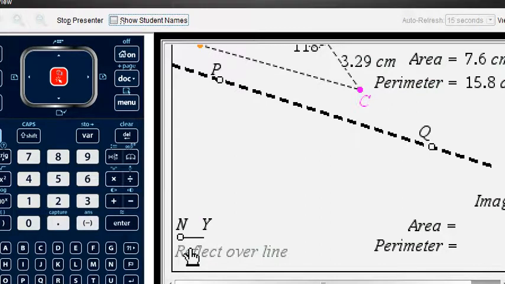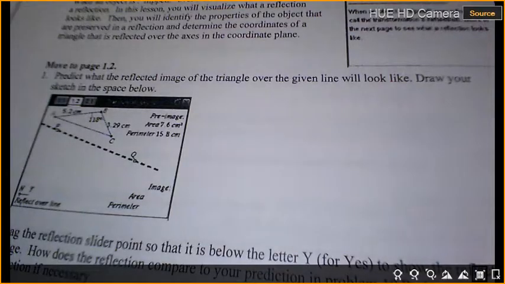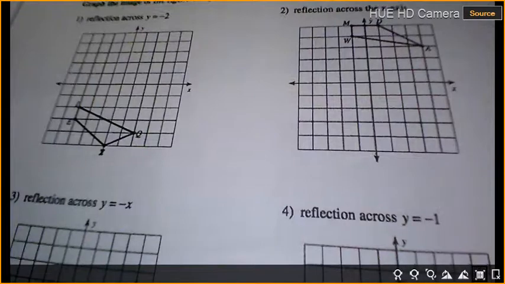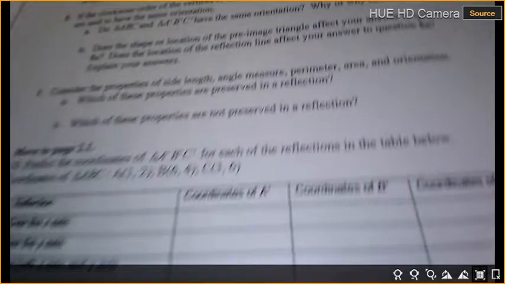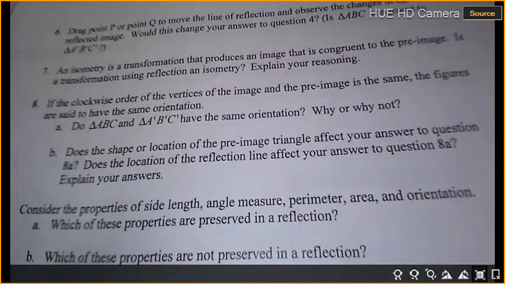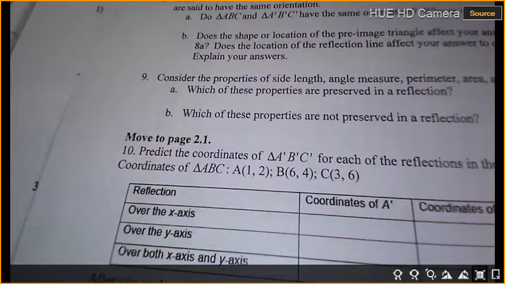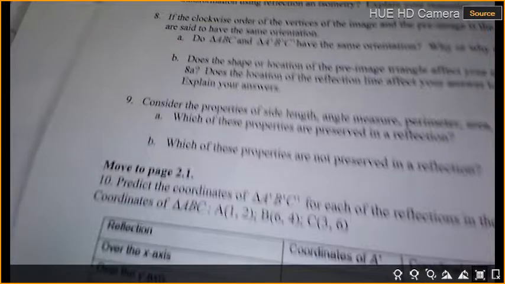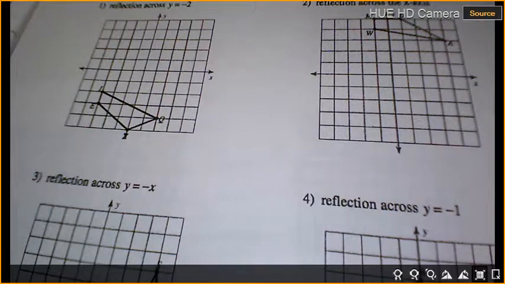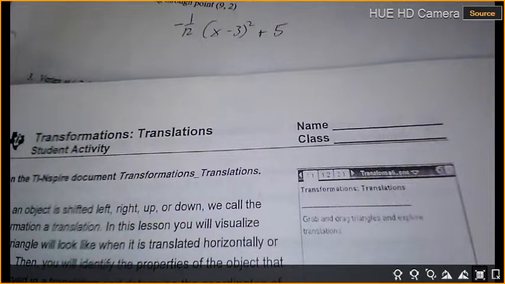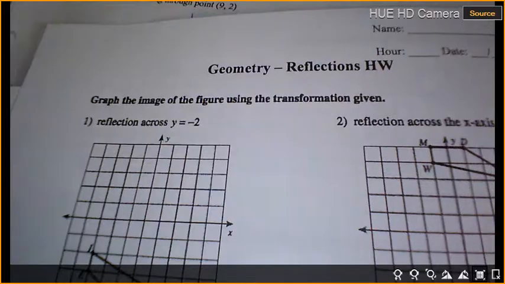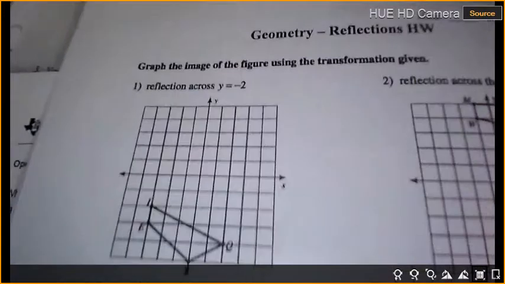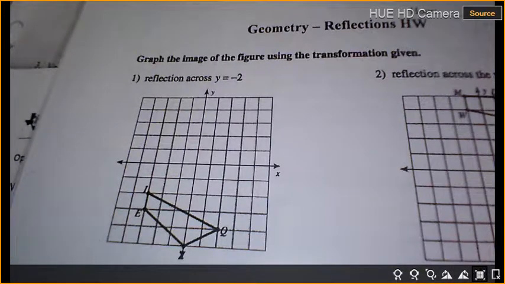Okay, and then you're going to go through this whole page and fill it out just like we did with the translations activity. We're not going to do this together. You're doing this individually. Make sure when it tells you to move to the next page, you move to the next page. You're going to fill this all out. This is worth 10 points to do this. Then you are also going to do the homework. Okay? So we're going to do number 1 together so that you're confident to be able to do this.